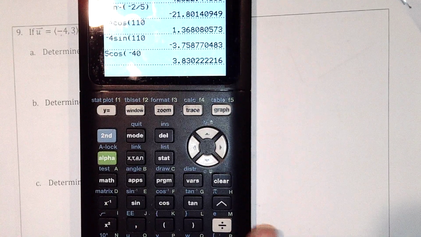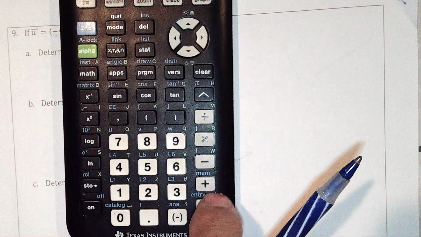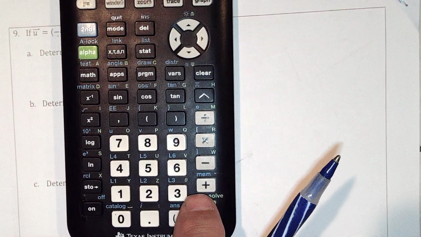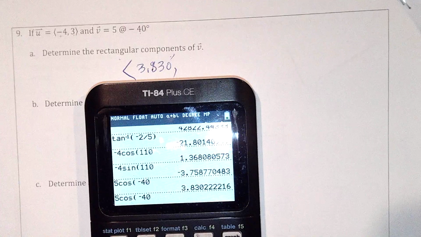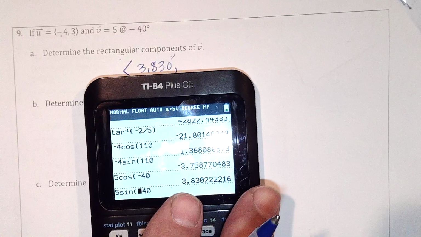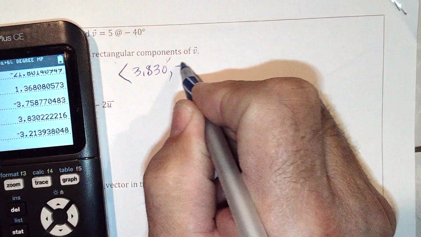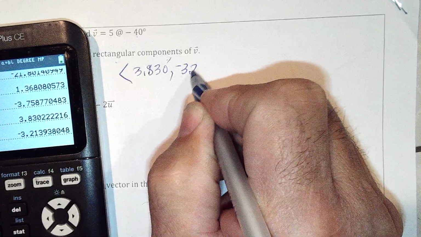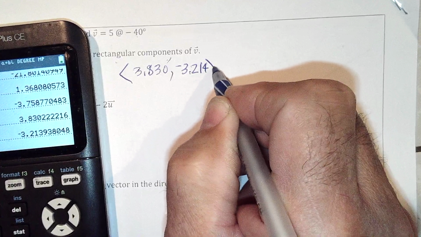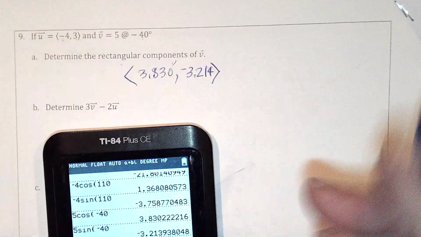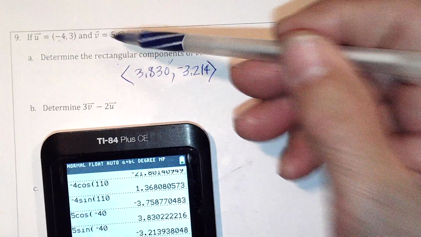By the way, if I want that one back, you can arrow up onto it, or you could just go second, enter, brings up the last entry, and then I can go back and push sine on it, change the cosine to sine, and press enter, and I get negative 3.214 rounded. Here's my x and y components for that one.